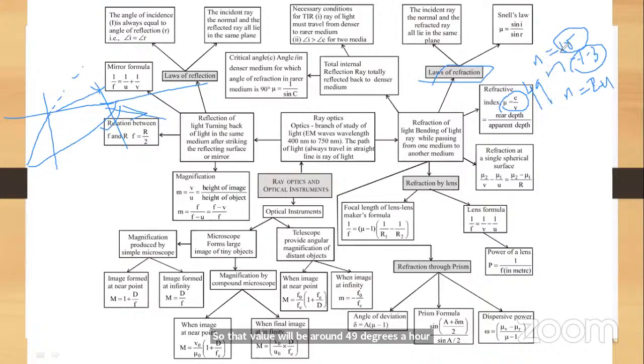In case of glass medium that you are going to observe, that is around 42 degrees you are going to observe. And in case of diamond, its value is 21.